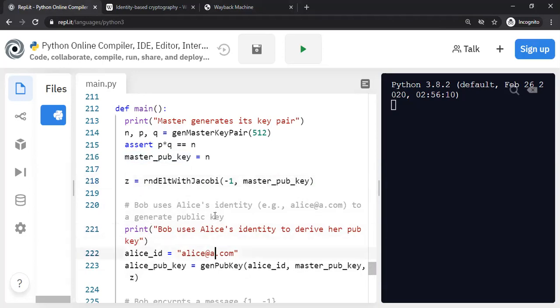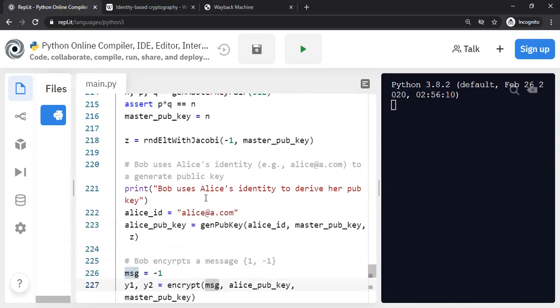Now Bob wants to send an email to Alice, for example. All he's going to do is generate a public key. Bob is generating a public key. Generate public key takes Alice's ID, and takes the master public key and the Z, which is the Jacobi symbol that is used for the hash function that we talked about. So Bob gets Alice's public key.